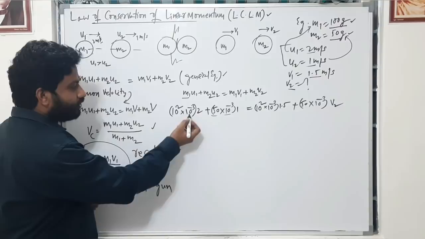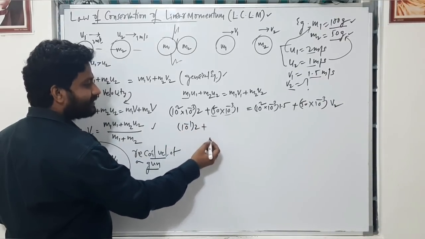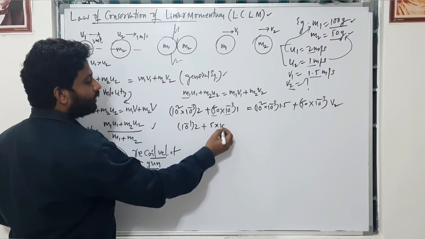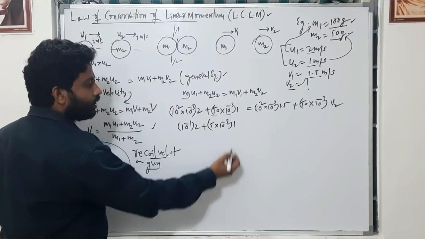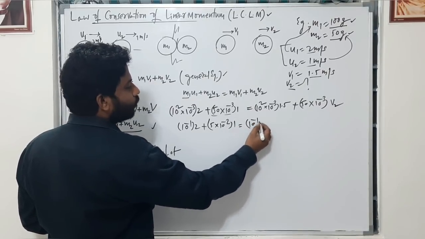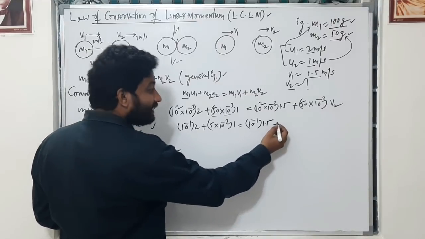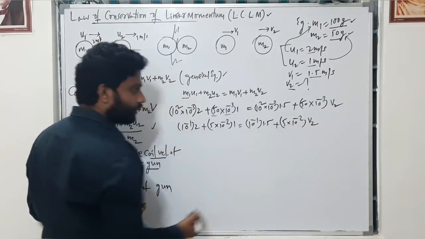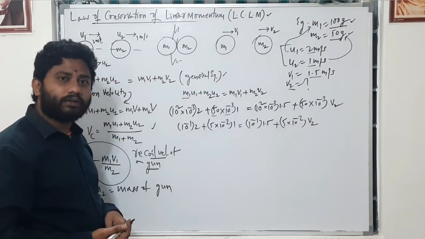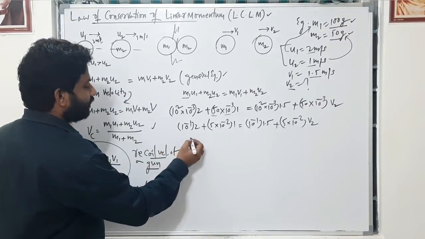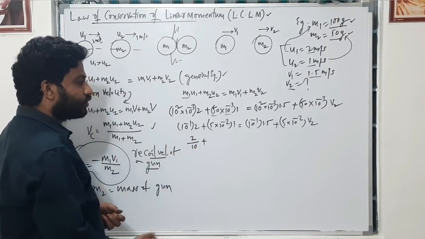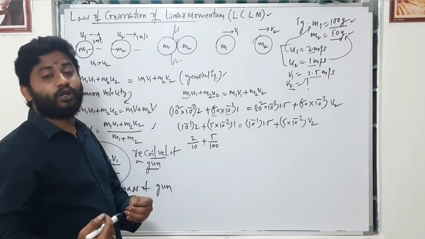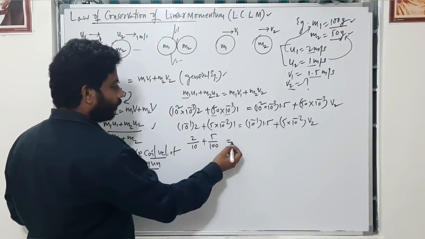That's it. So 10 raised to minus 1 into 2 plus 50 into 10 raised to minus 3, which can be written as 5 into 10 raised to minus 2 into 1, is equal to 10 raised to minus 1 into 1.5 plus 5 into 10 raised to minus 2 into V2. 10 raised to minus 1 I can write as 1 by 10. So this is 2 by 10 plus 5 by 100, as 10 raised to minus 2 comes to the denominator, that is 100.